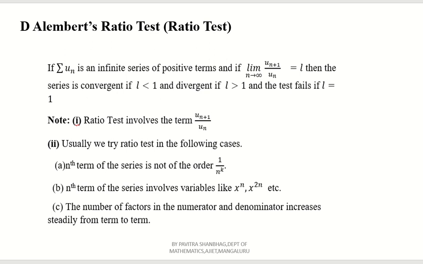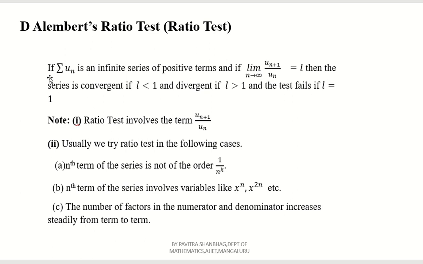Now, the next one is D'Alembert's ratio test. Even this ratio test is also very important. The name itself indicates ratio, meaning you have to find the ratio of the nth term and the n plus 1th term and apply the limit. In general, we can call it the ratio test or D'Alembert's ratio test. It is one and the same.